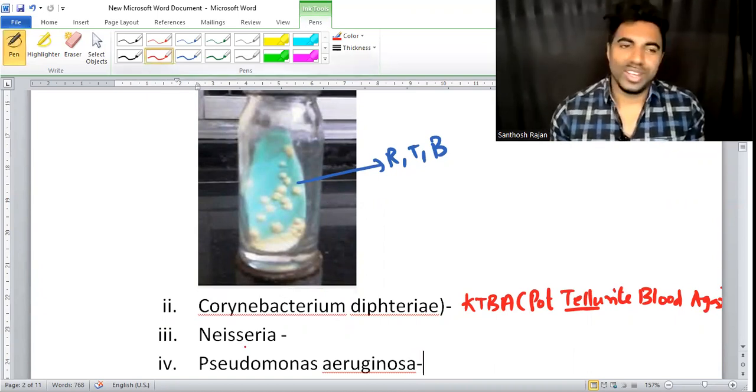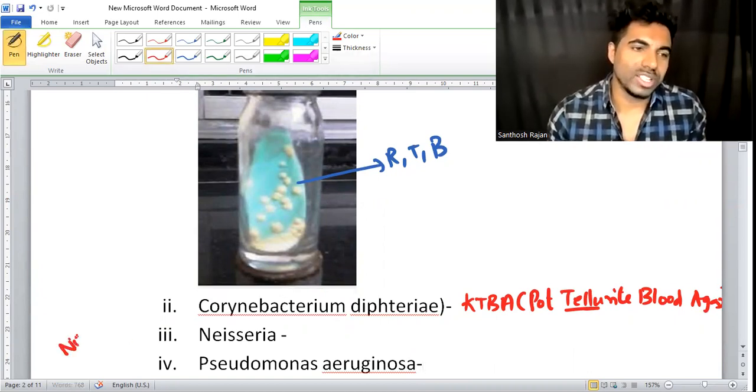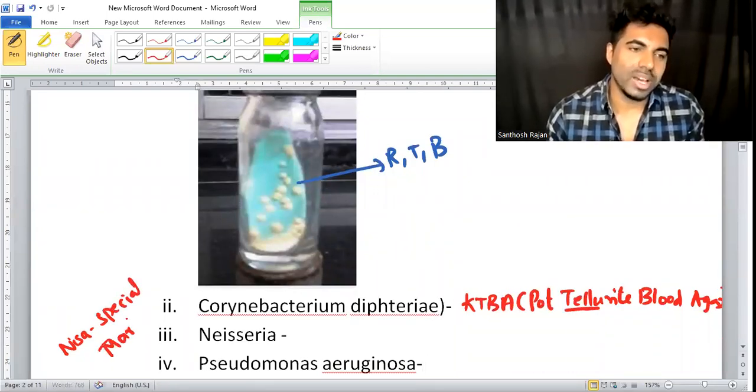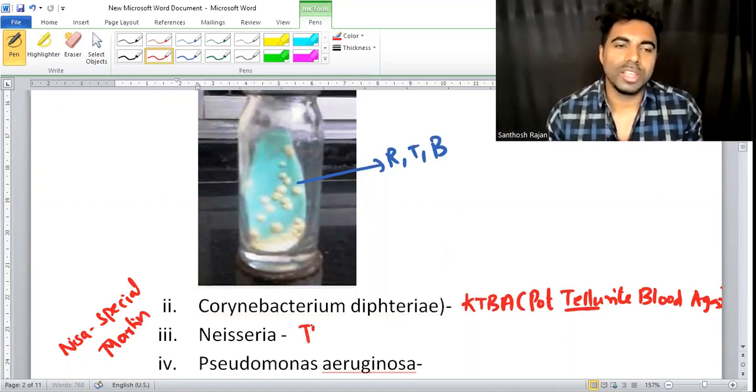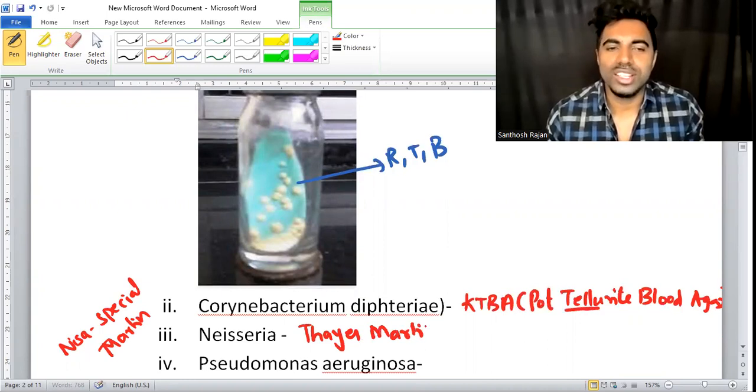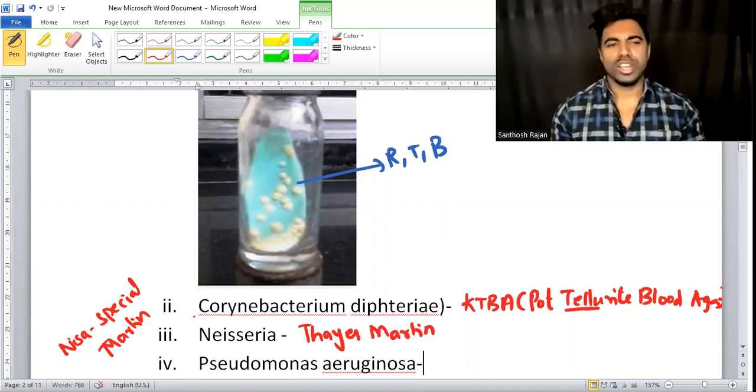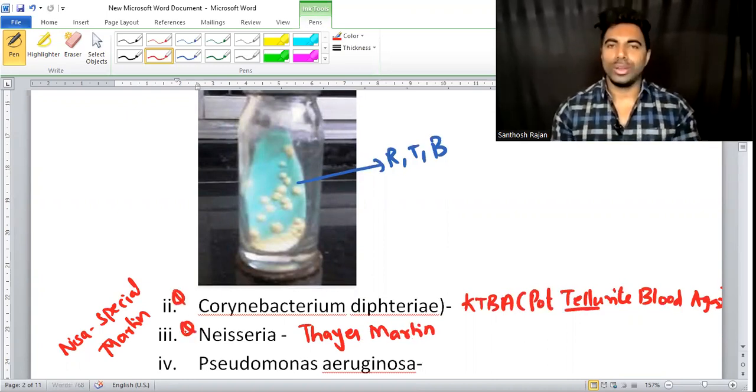Neisseria, Nisa, it's very easy. You know who is Nisa's boyfriend, the special boy? The special boy is who? Thayer Martin. It's just Martin, you remember? That's Thayer Martin. Thayer Martin is for Neisseria. Special media. Question. Everything is a question. There is no way you're going to omit this.